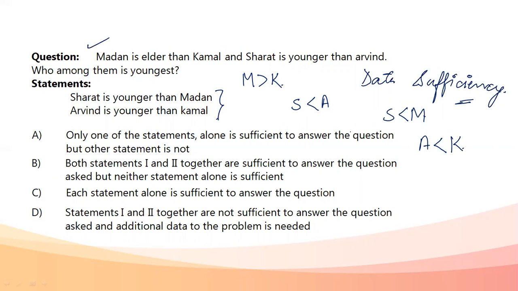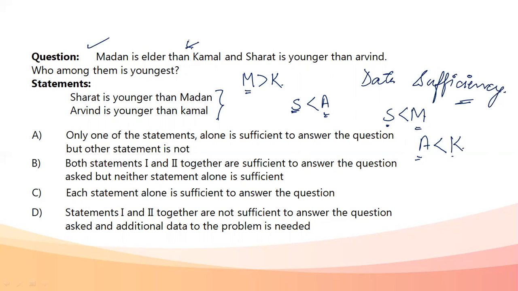Arvind is younger than Kamal. So one thing I can make out from here is Madan is elder than Kamal. Kamal is elder than Arvind. Arvind is elder than Sharad, and Madan is also elder than Sharad. So all this information I'm going to get using these two statements.